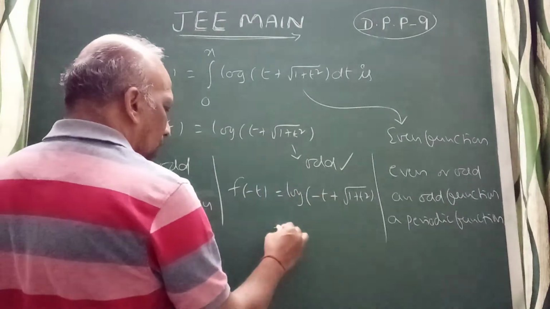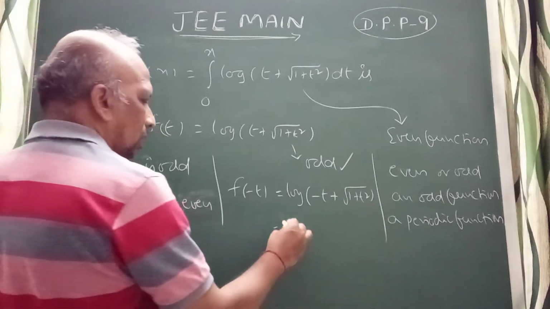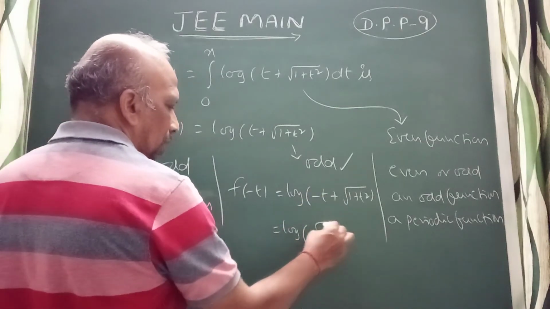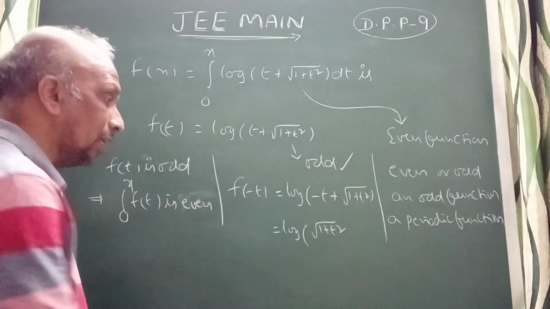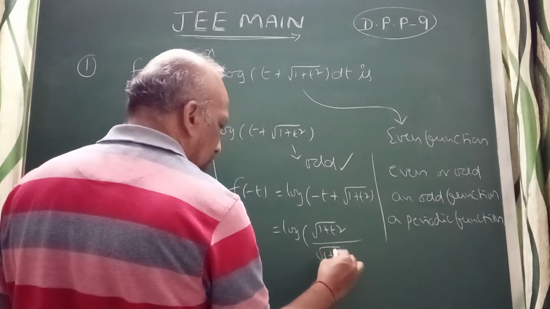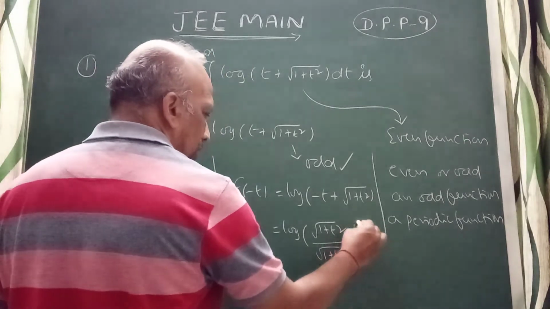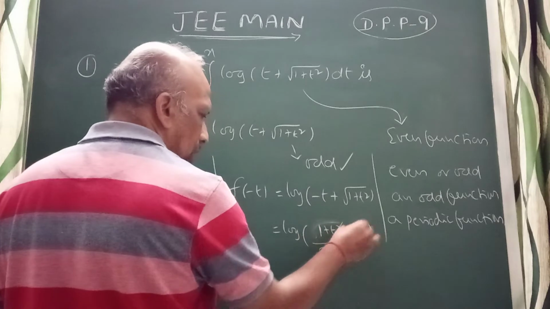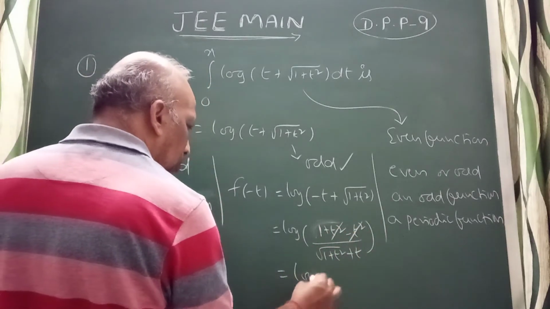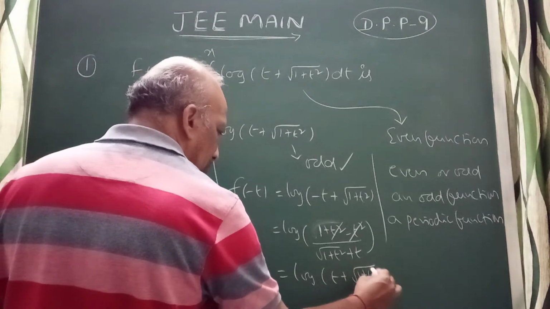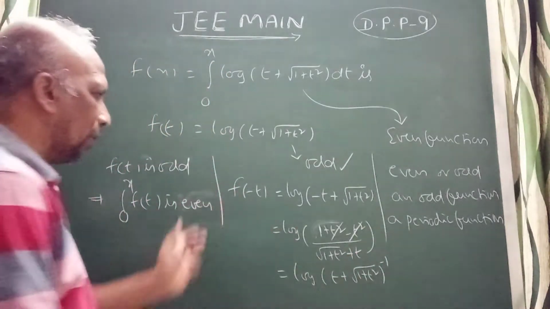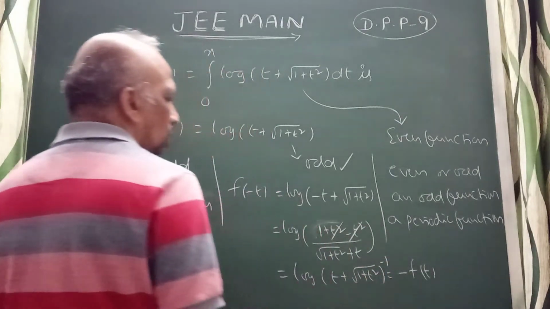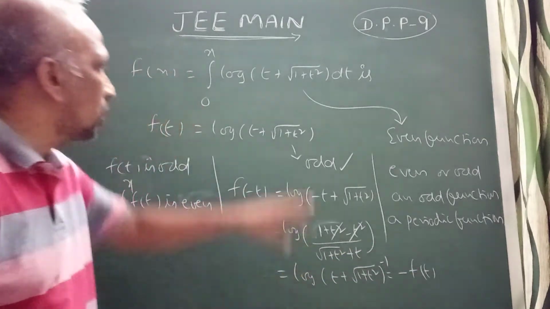I'm just giving an idea of how to prove that the function is odd. If you rationalize with the rationalizing factor, you will get root of 1 plus t square minus t. You are rationalizing with root of 1 plus t square plus t. You get minus t square plus 1 plus t square, so this one cancels this one. You will get log of t plus root of 1 plus t square whole power minus 1. You get minus log of this, minus f of t. So f of minus t equal to minus f of t, so this is an odd function.